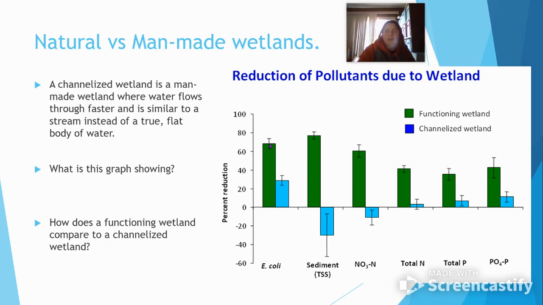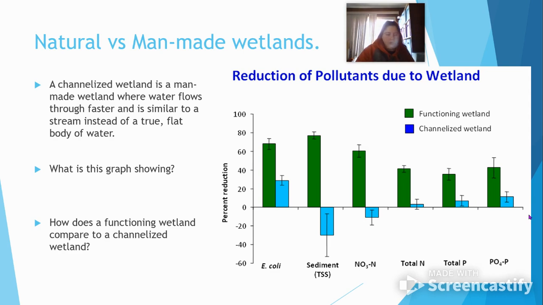So for example, the E. coli has like a 70% reduction, whereas a channelized wetland is only about a 30% reduction. For sediments, that 80% reduction, whereas with a channelized wetland, it actually adds sediment to the environment. So these negative numbers would mean it's not getting rid of it, it's actually making it worse. So we have more sediment being added from the channelized wetlands compared to giving it time to settle with a natural wetland. Same thing with nitrates, more is added with channelized wetlands, whereas a lot is reduced with functioning wetlands. And pretty much in every category, we see functioning wetlands do better than the man-made wetlands.